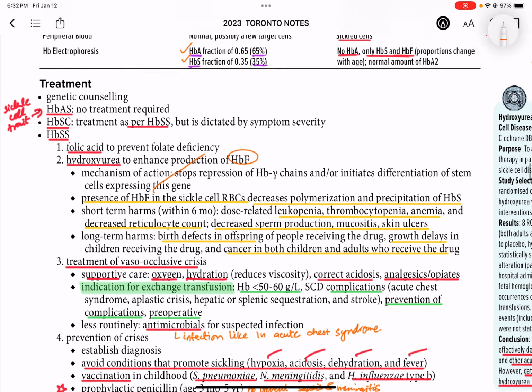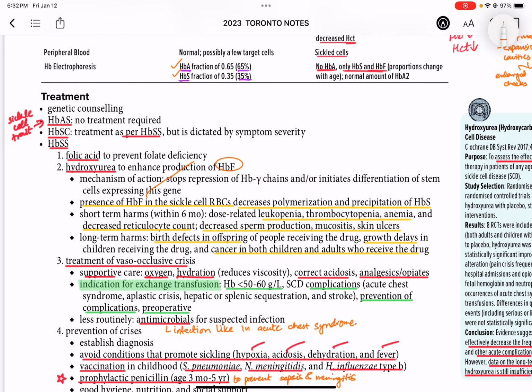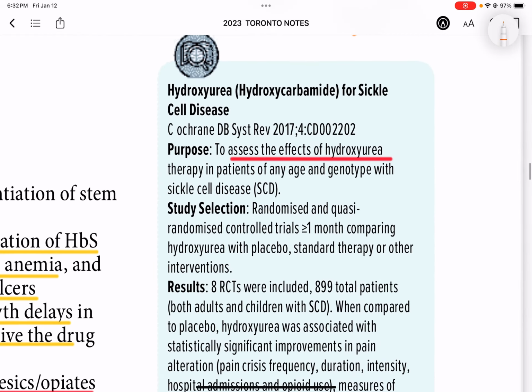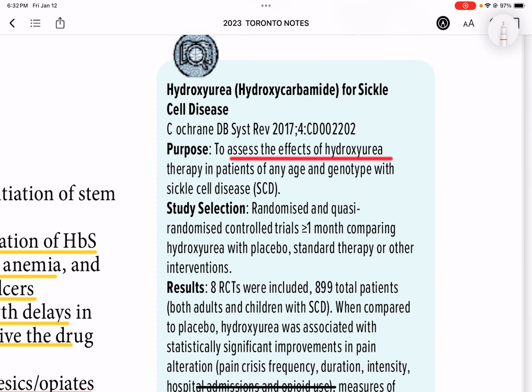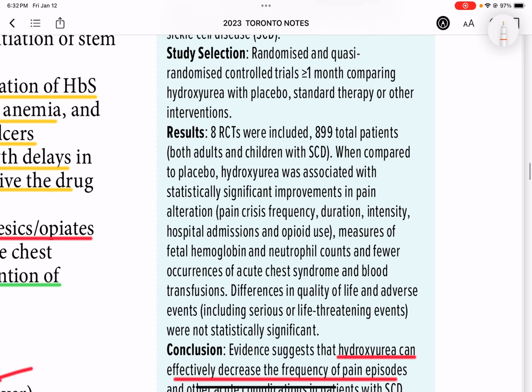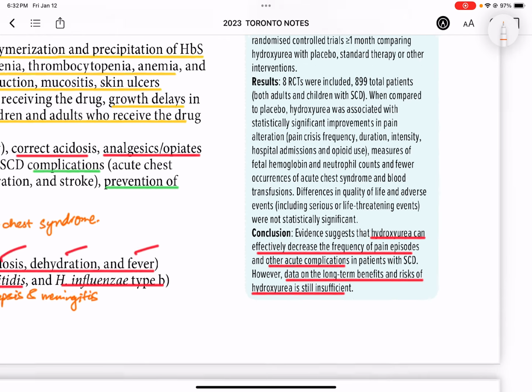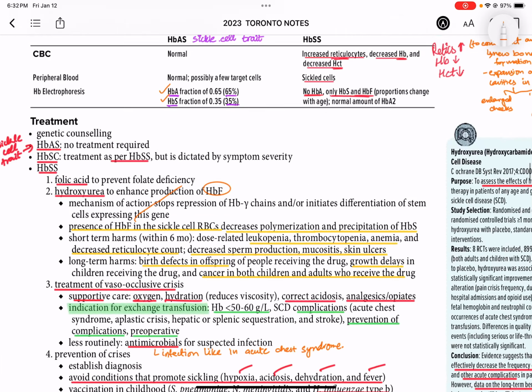But hydroxyurea, on the other hand, has a lot of side effects too. We did a study to assess the effects of hydroxyurea therapy in patients of any age and genotype with sickle cell disease. And we got to know that hydroxyurea can effectively decrease the frequency of the pain episodes and other acute complications in patients with sickle cell disease. But the long term benefits and risks of hydroxyurea are still insufficient.